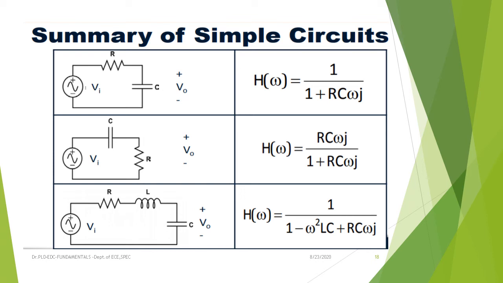Okay, similarly, if you interchange the places of the capacitor and resistor and calculate the drop across the resistor as the output voltage V naught, the same approach is applicable, but the output voltage formula is V naught equals IR only. So accordingly you can calculate the transfer function, and you will get H of omega equals j omega RC by 1 plus j omega RC.